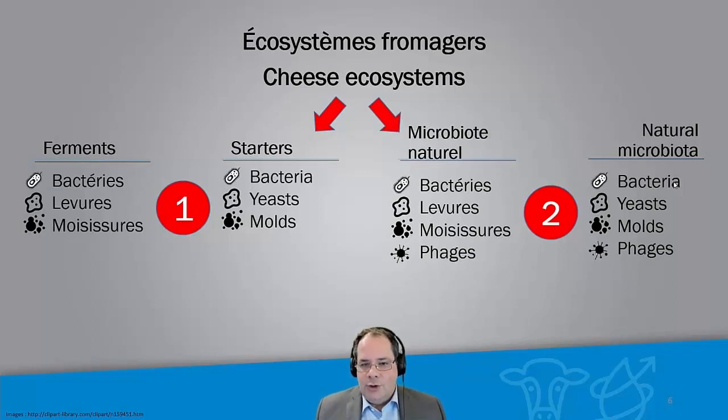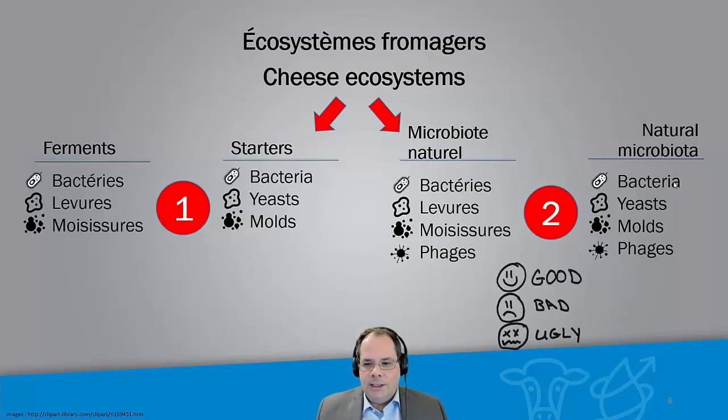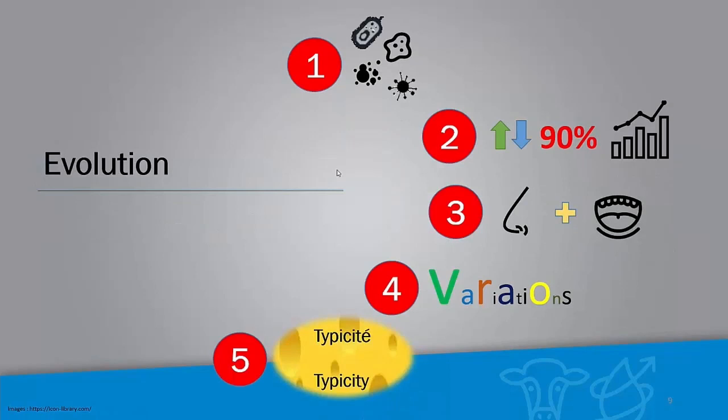For the natural microbiota, we see a number of types of bacterial species, and some of them have functions which differ depending on the species. We can find microorganisms that are favorable, others that are unfavorable for cheese production, others that lead to favorable or unfavorable characteristics, and some are even bad for consumers. So we're talking about the good, the bad, and the ugly. All of this has an impact on the evolution of microflora as present.